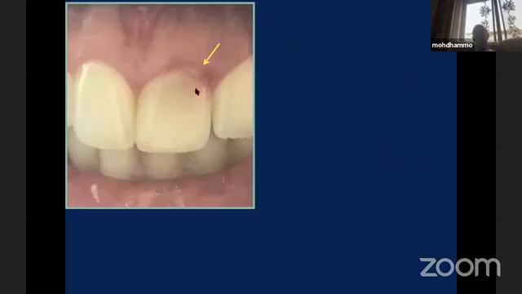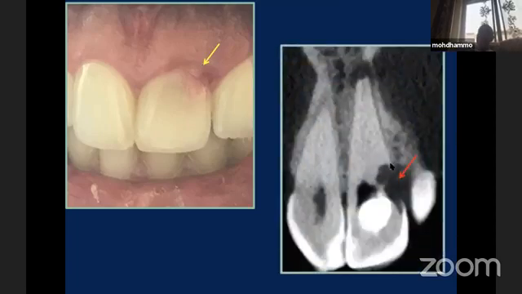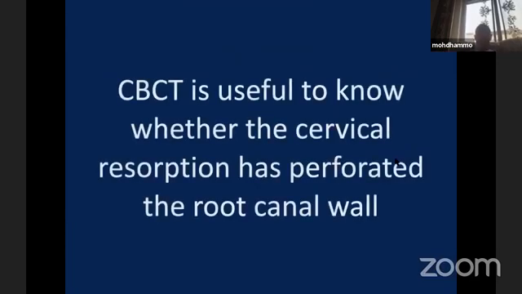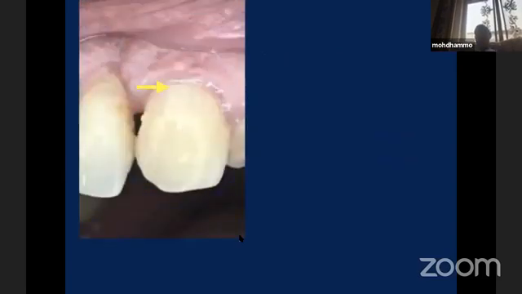Like here, when I check this, we have a pink spot. When I check this defect, there is huge bleeding because of the granulation tissue which filled the resorptive part. And you can see here with the cone beam this perforation due to resorption. Again, cone beam is useful to know whether the cervical resorption has perforated the root canal and the extent of such perforation.